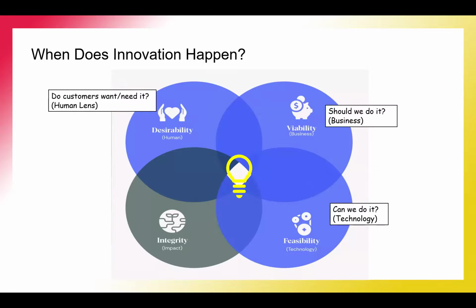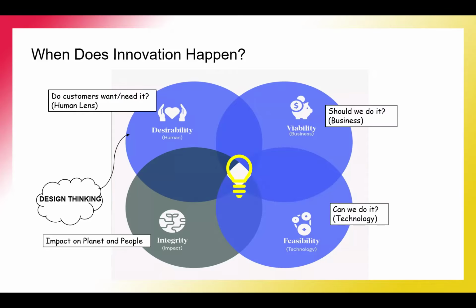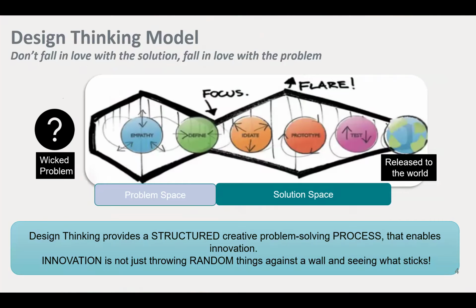The third one is feasibility, which is all about the technology. Can we do it? Finally, integrity. What's the impact on planet and people of our innovation? Design thinking says to start through the human lens.